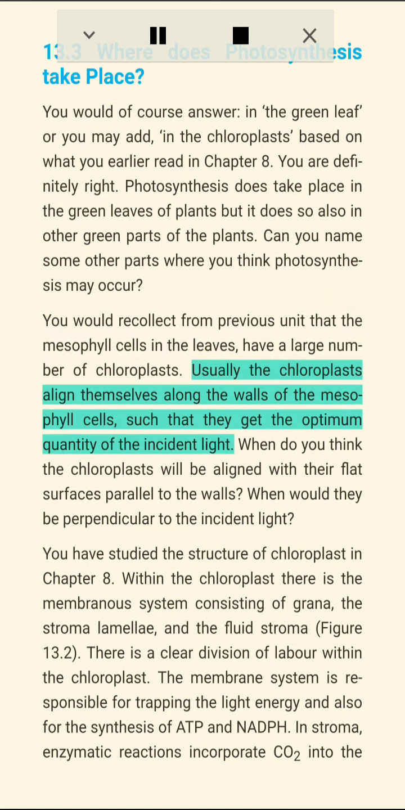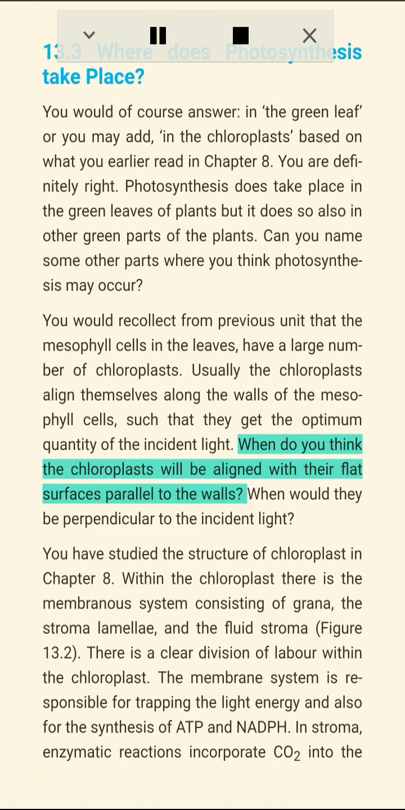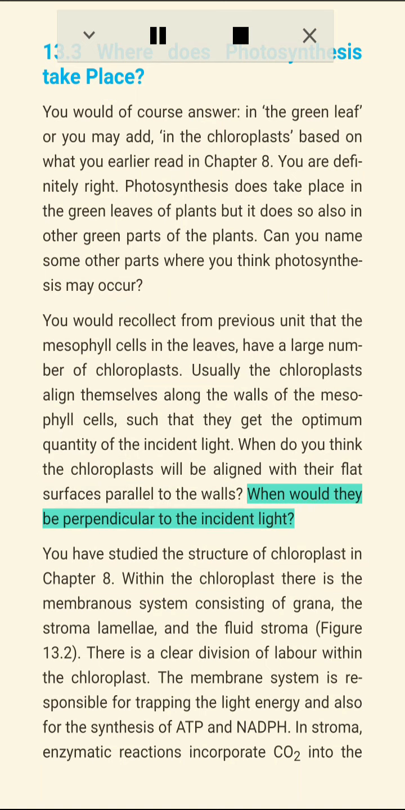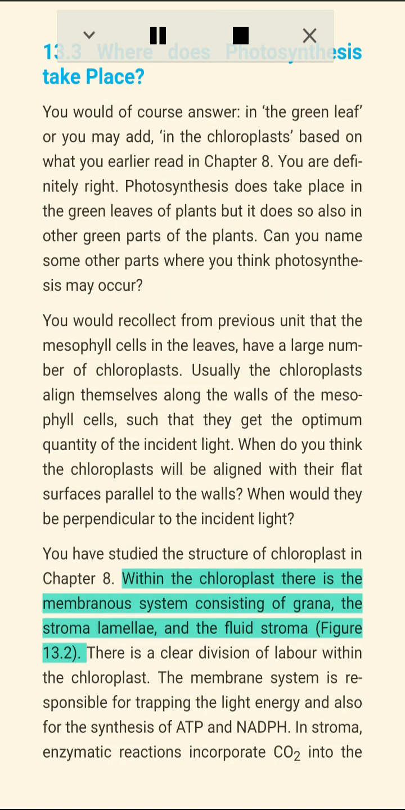You would recollect from the previous unit that the mesophyll cells in the leaves have a large number of chloroplasts. Usually the chloroplasts align themselves along the walls of the mesophyll cells, such that they get the optimum quantity of the incident light. When do you think the chloroplasts will be aligned with their flat surfaces parallel to the walls? When would they be perpendicular to the incident light? You have studied the structure of the chloroplast in Chapter 8.